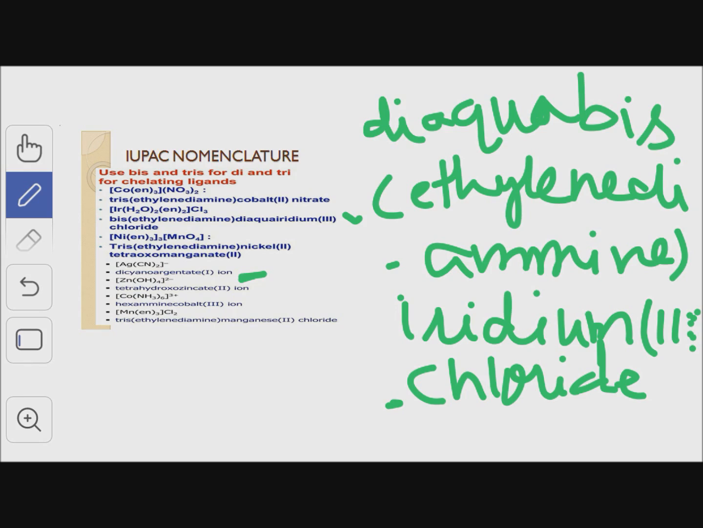Next is [Zn(OH)4] 2 negative, which is tetrahydroxozincate. It is also again anionic. Then we write ion. Next is hexaamine cobalt 3. Here the name of cobalt doesn't change to cobaltate because it is in the cationic part. It comes in the cation. Next is tris ethylene diamine manganese. It is again in the cationic part, to chloride.